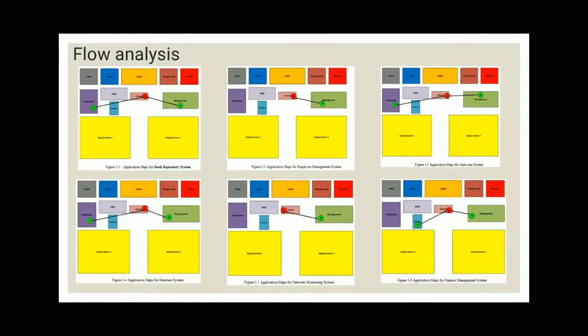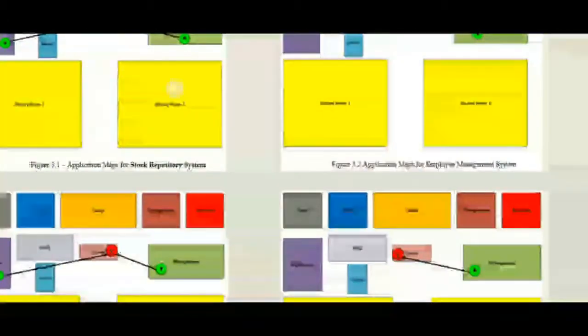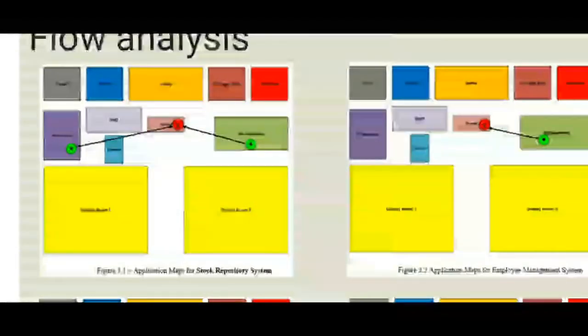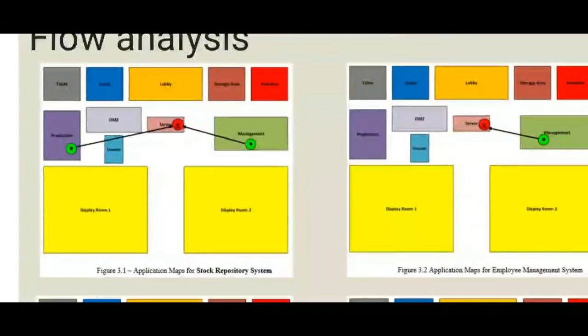So for the flow analysis, this is an application map for all the applications that we will be proposing to the design. The first one is the application map for stock repository, where a server is known as a data sink, where it will store all the information from the management and production department.